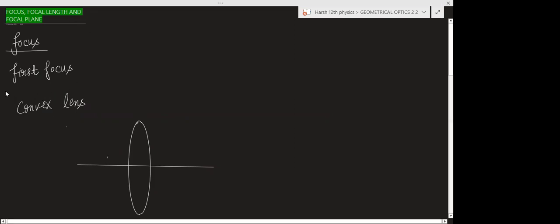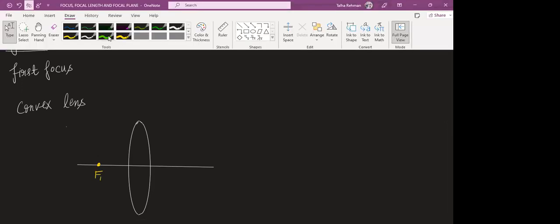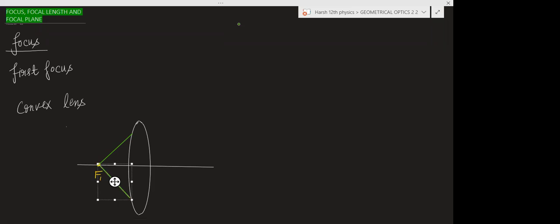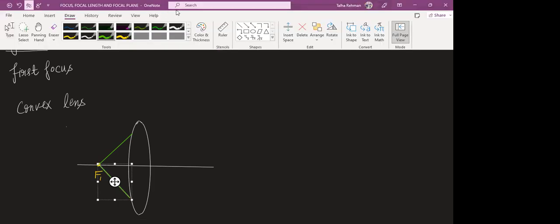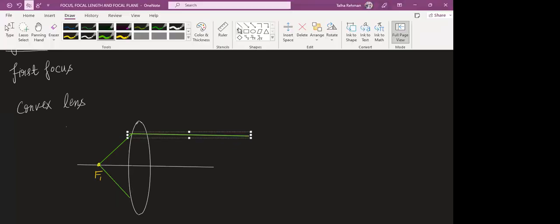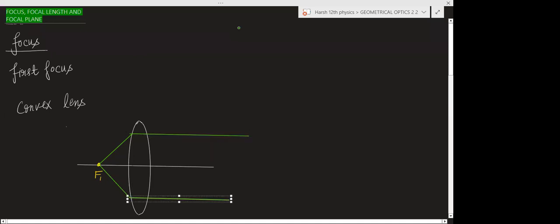First we will discuss the convex lens. So this is a convex lens. The first focus for the convex lens is, you can say, if you are placing an object, for example, this is the first focus. And if from this focus the light ray is going like this, striking on the lens like this, and after passing through the lens the light rays become parallel to the principal axis, then the given point is known as the first focus.